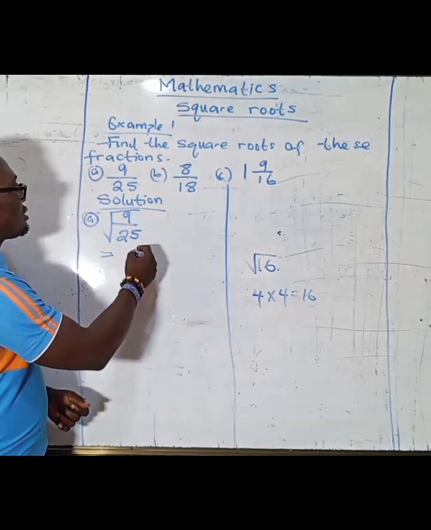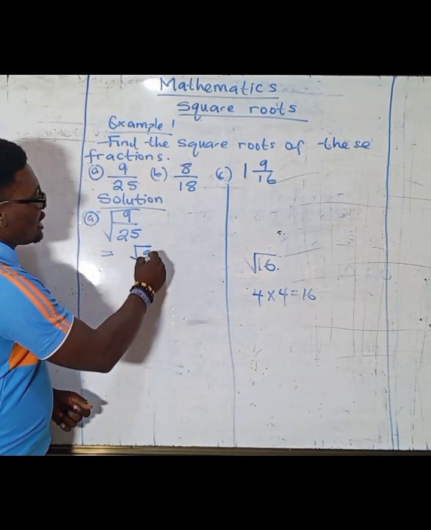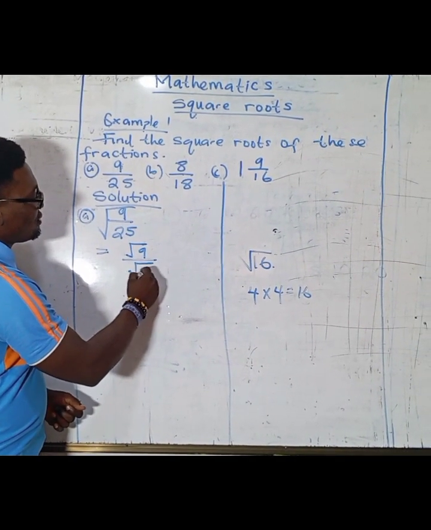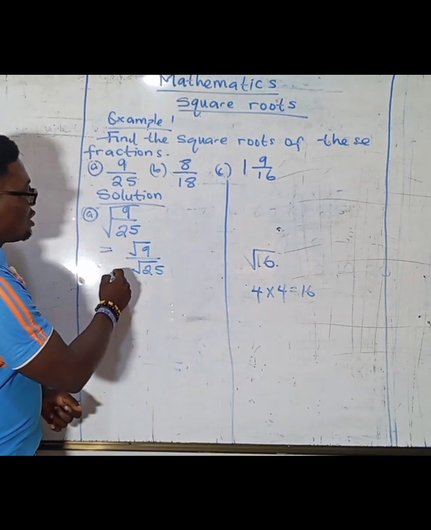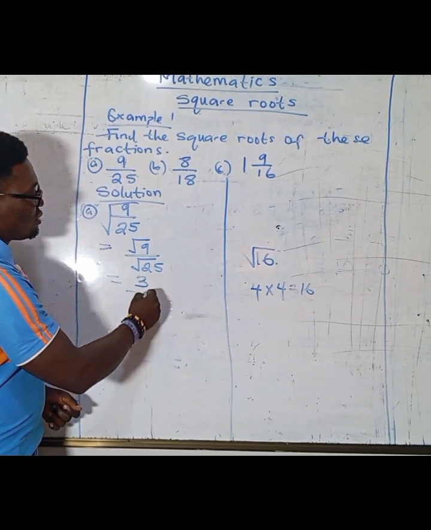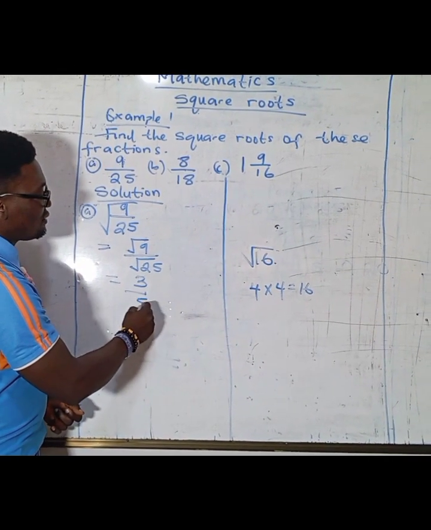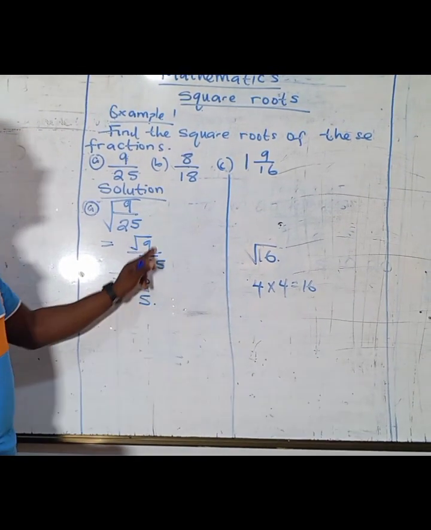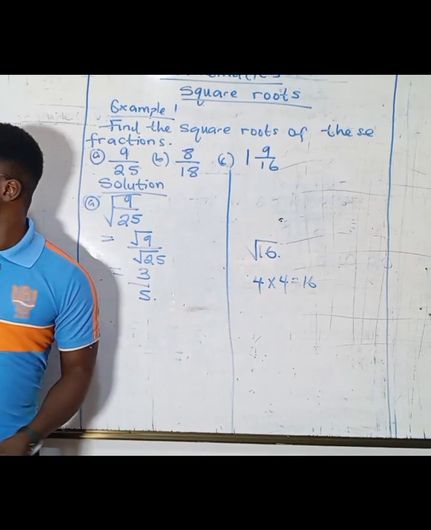So I can distribute this square root. I have it as square root of 9 over square root of 25. So square root of 9 is 3, and square root of 25 is what? 5. Because 3 times 3 is 9, and 5 times 5 is 25.